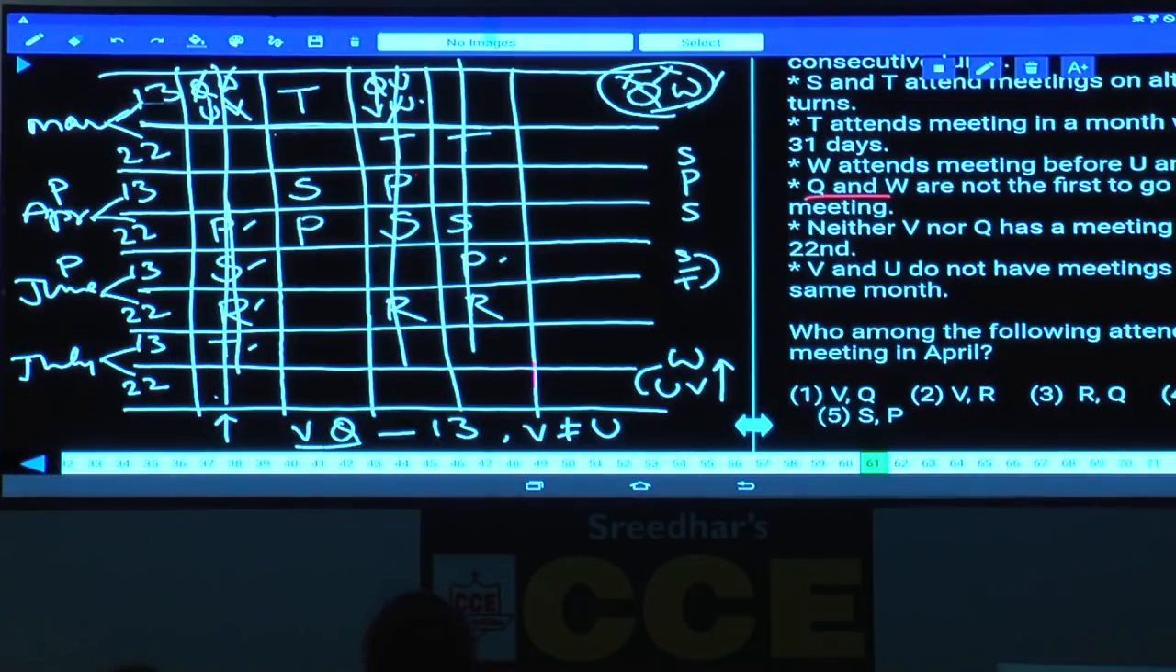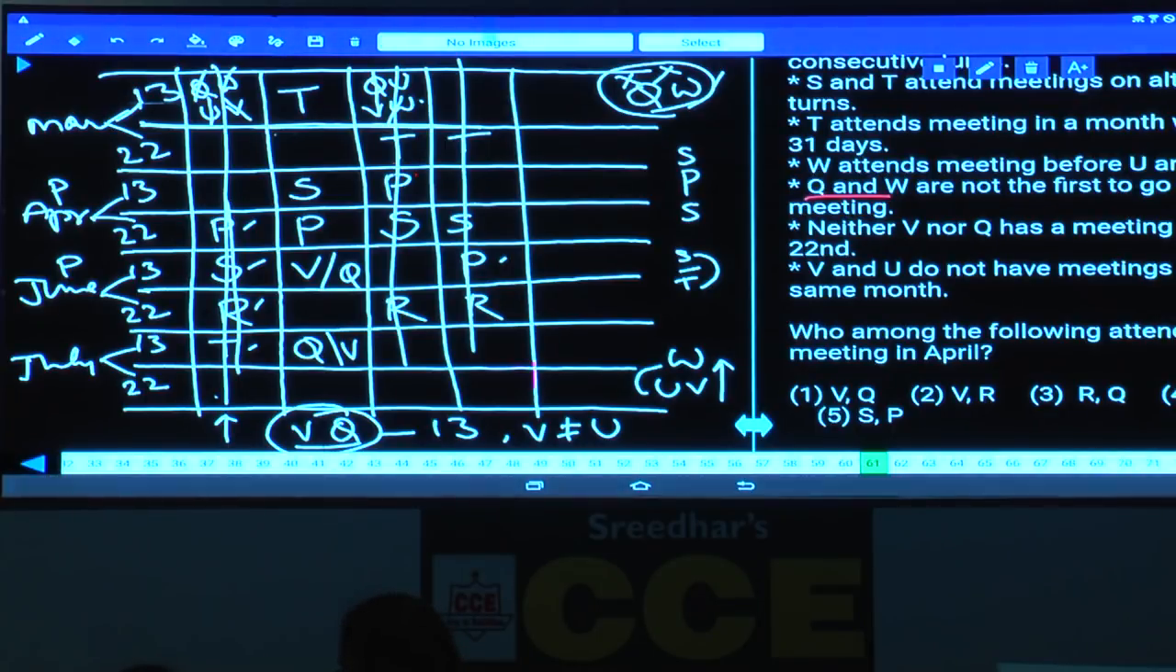Done with this? Now in this case, V, R, Q must be on 13th. As V, R, Q is on 13th, neither V nor Q has a meeting on 22nd. Then V, R, Q must be on 13th only. Now 13th, what is the possibility here? If V is here, Q will be here. Or if V is here, Q will be here. This is the only possibility for V and Q.